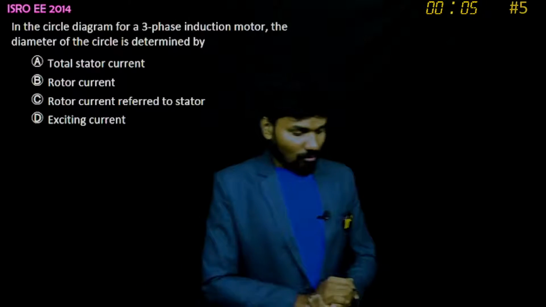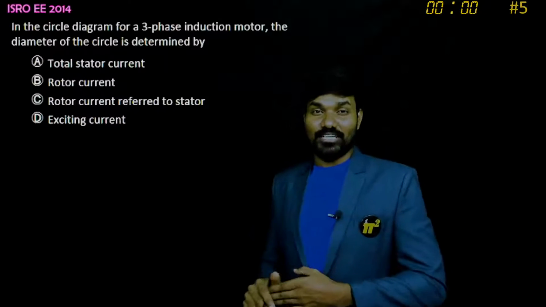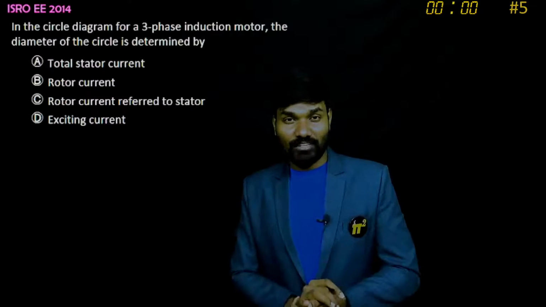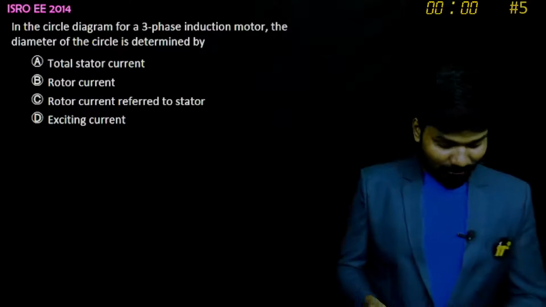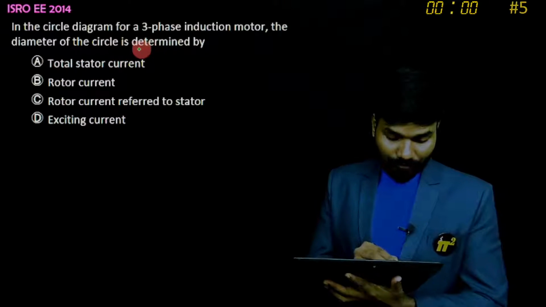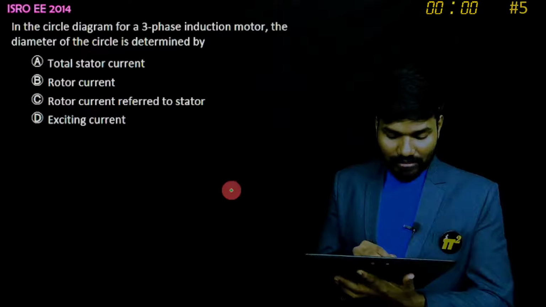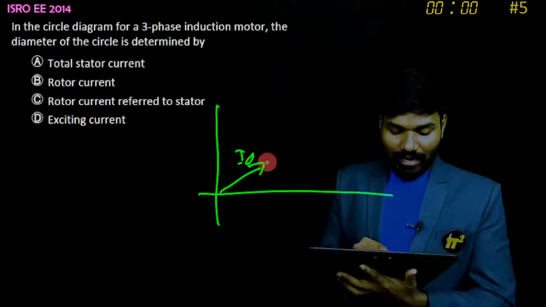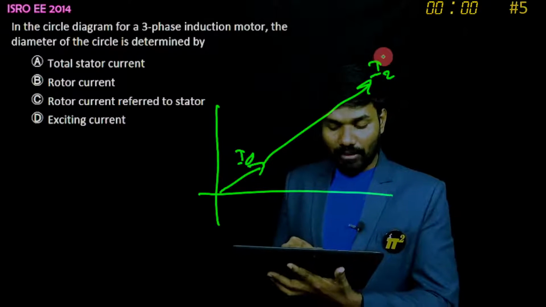Let's see what that circle diagram is, and we'll discuss this circle diagram only for the three-phase induction motor. Why will we only discuss the three-phase induction motor circle diagram? Why not for other machines, why not for transformers, why not for synchronous? Interesting questions can be framed based on that. Now, the diameter of the circle is determined by the total stator current. When you're framing the circle diagram, this is I naught, and here you'll be keeping I2 referred to primary.